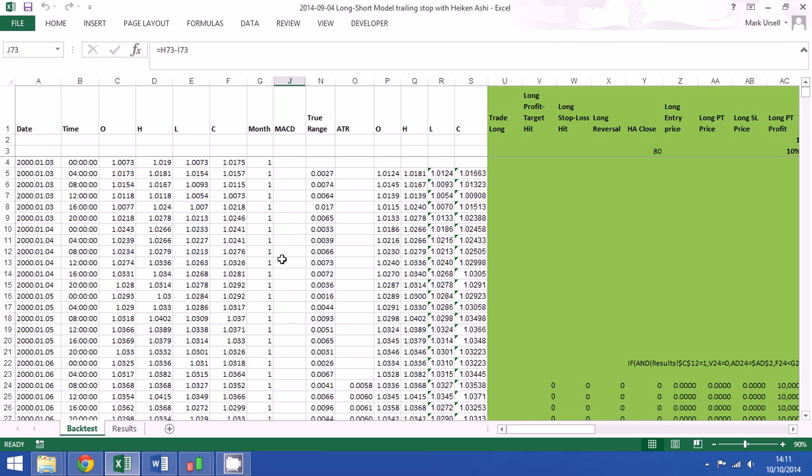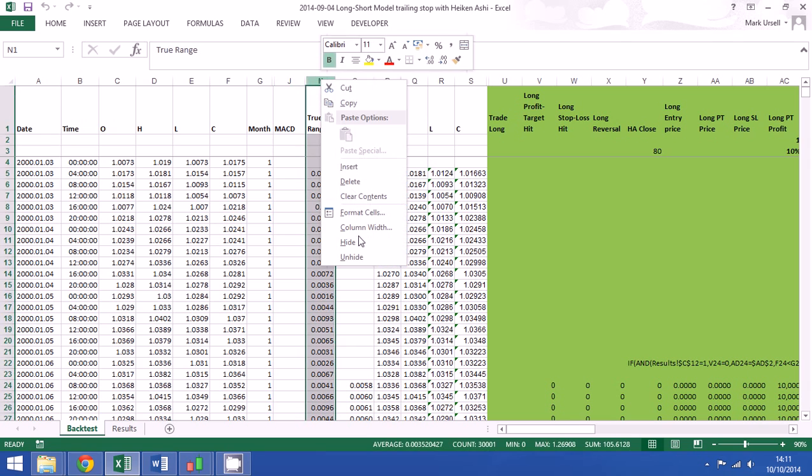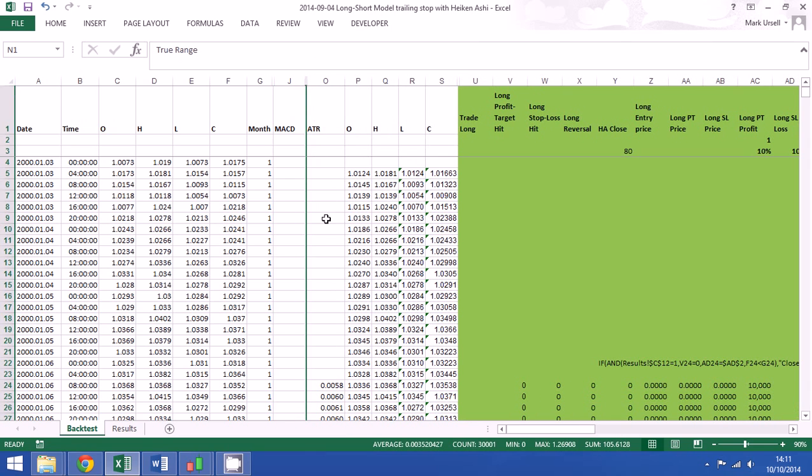Okay, so the spreadsheet is really pretty simple. I put in the MACD here. We're just using 2 exponential moving averages. I've got the ATR here next to it, and I've got the open, high, low, close data for the Heikin-Ashi candles.